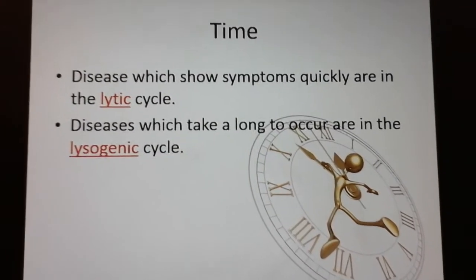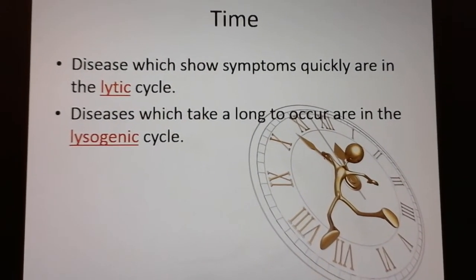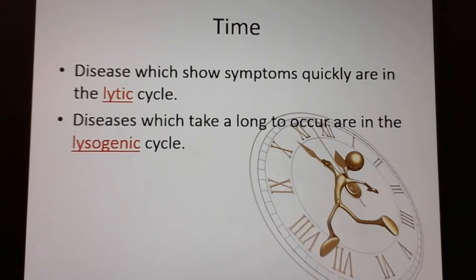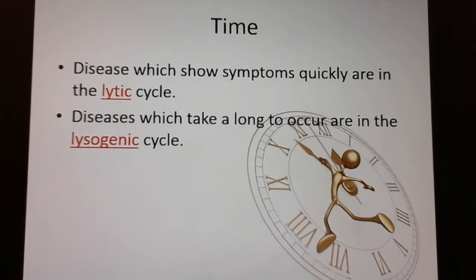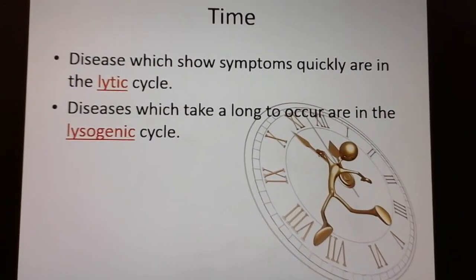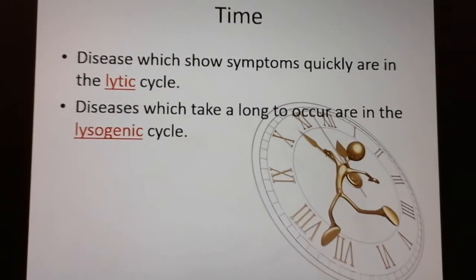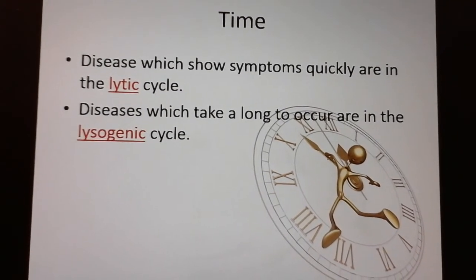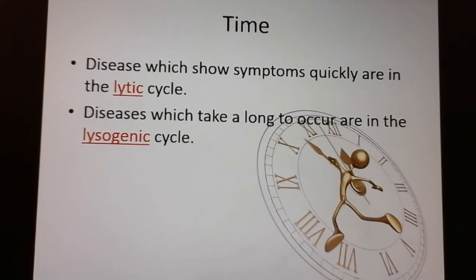Okay. So with time, diseases which show symptoms quickly are in what we call the Lytic cycle. That's when the virus gets in, takes over, starts killing your cells. You're going to feel sick. Diseases which take a long time to occur can be in the lysogenic cycle. Okay. That means you have the virus, it's in you, but it's not doing anything. It's like your cells are just kind of babysitting it.